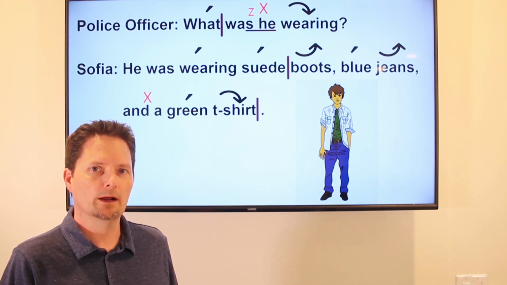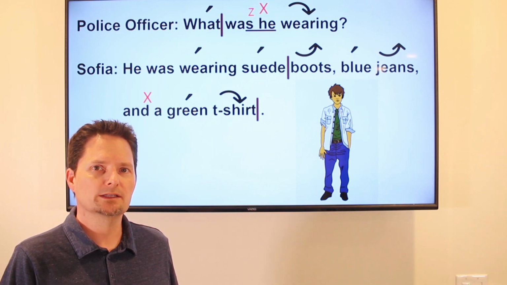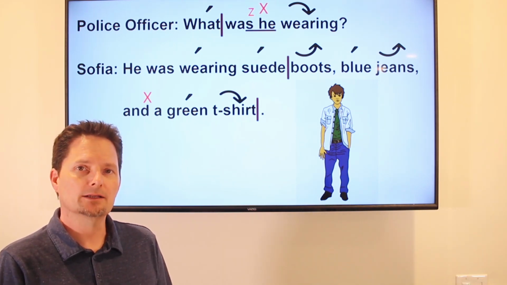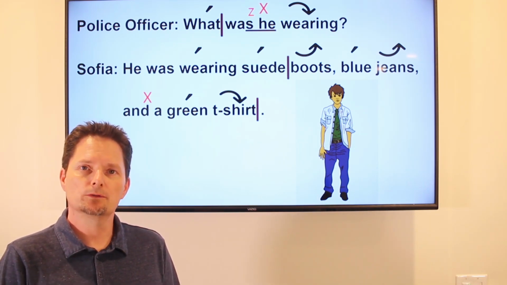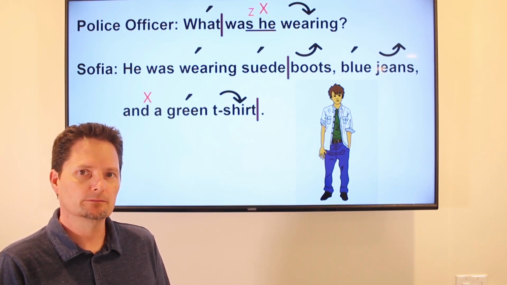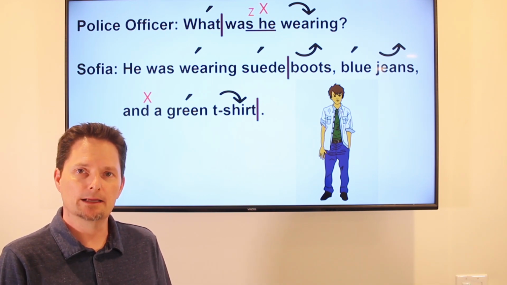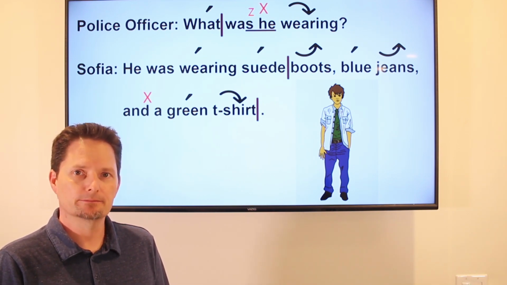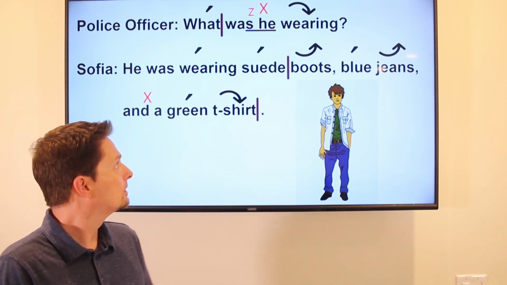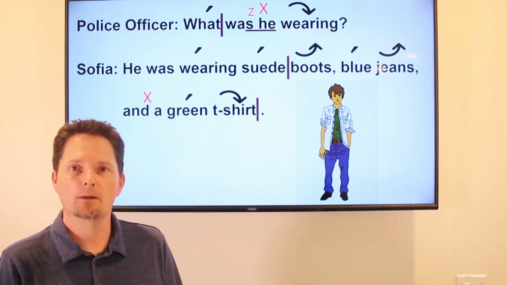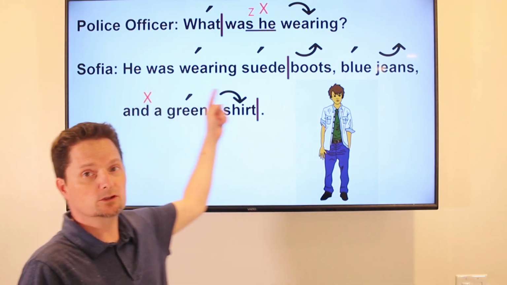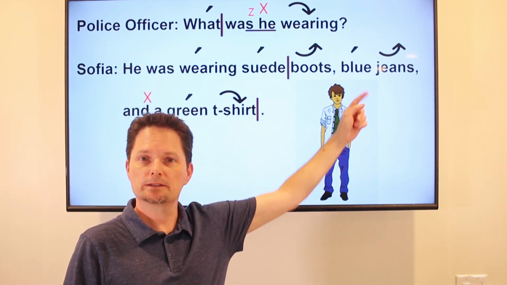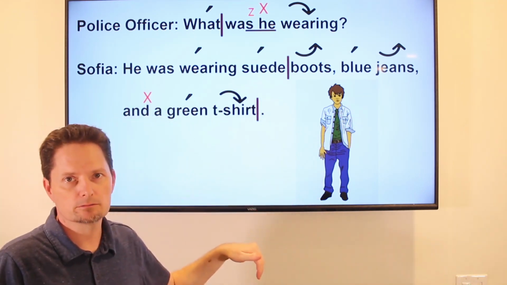What was he wearing? Sophia answers, he was wearing suede boots, blue jeans, and a green t-shirt. The stress goes down at the end because it's a positive statement, and the stress goes up before a comma. So, he was wearing suede boots, blue jeans, and a green t-shirt.